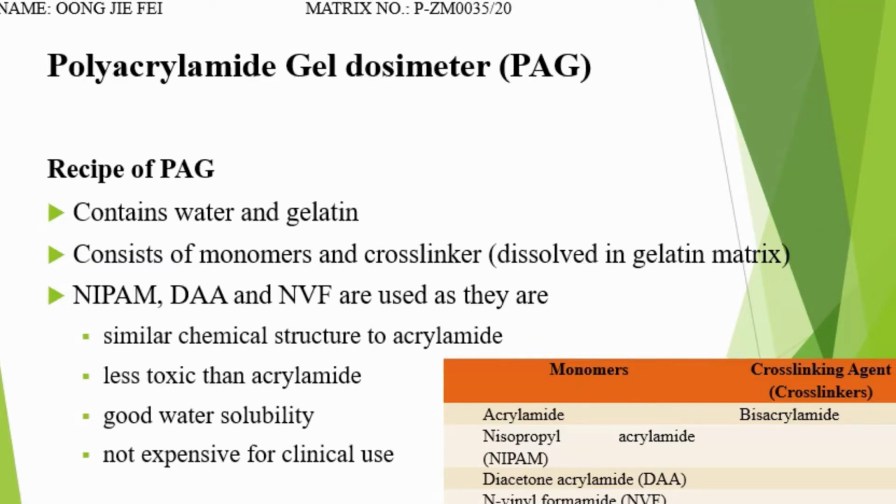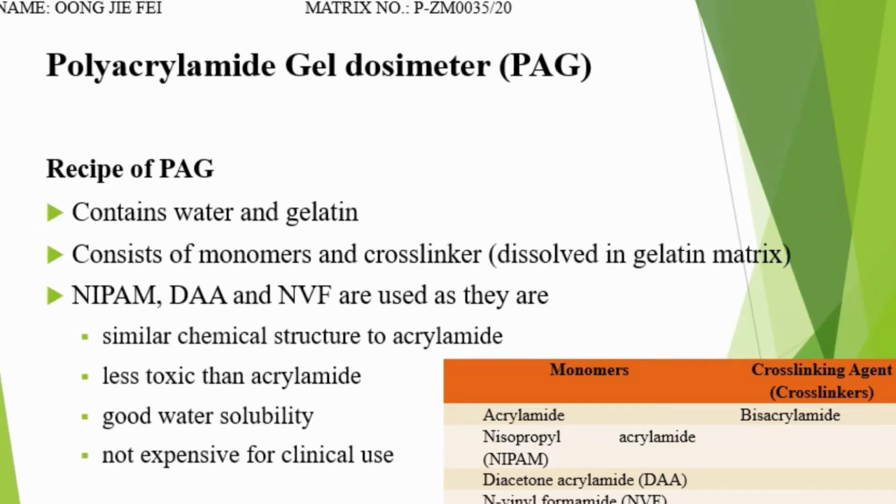This slide shows the recipe of a PAG which contains water and gelatin. It also contains monomers and cross-linkers that dissolve in the gelatin matrix. NIPAM, DAA and NVF are used as they have a similar chemical structure to acrylamide and are less toxic than acrylamide. They have good water solubility and are not expensive for clinical use. The full names are as in the table shown in the slides.